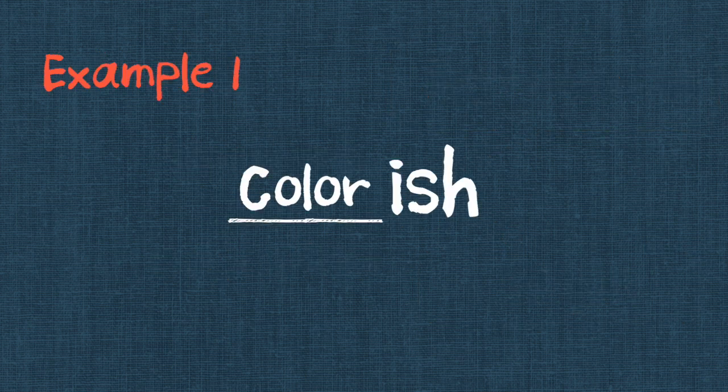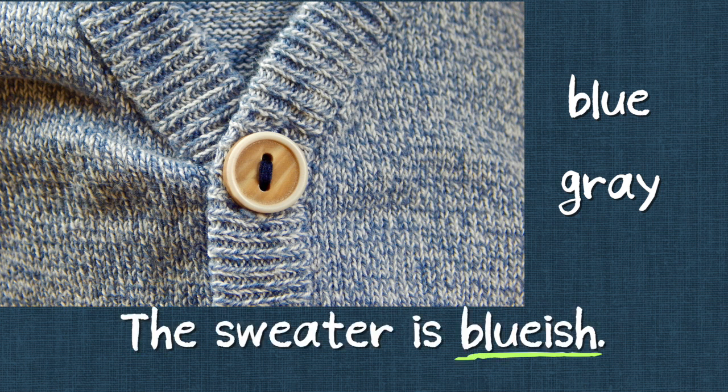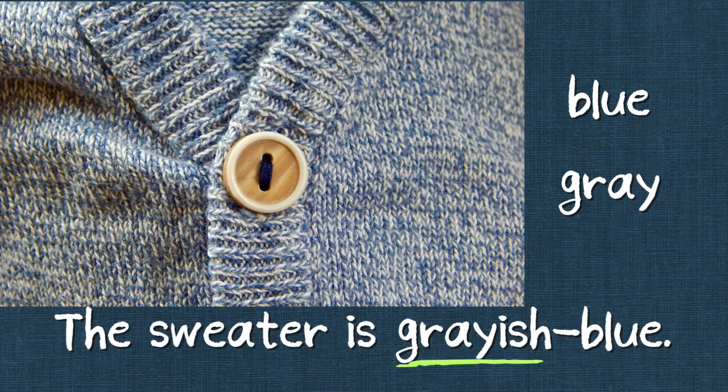Let's consider some examples. Let's say that you are wearing a sweater. The color is mostly blue, but not completely blue. It's a combination of blue and gray. Mostly blue and a little bit of gray. How can you describe this color? You could say, the sweater is bluish. Or, if you want to be more specific, you can say, the sweater is grayish blue.